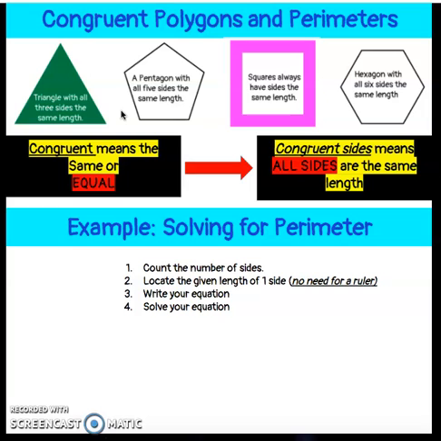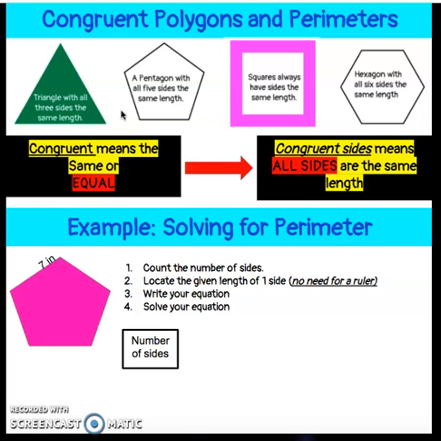Miss P, what does writing and solving my equation look like? Well, let's see. First, I know I need my number of sides. So here's my shape, let's count those sides. We'll start right here. There's 1, 2, 3, 4, 5 sides. So I know I have 5 sides. That's going to be the first number of my equation, 5 sides. Now it says locate the given length, or find how long one side is. Well, right here, I see it says 7 IN. Remember, IN stands for inches. That's our unit. So 7 inches.